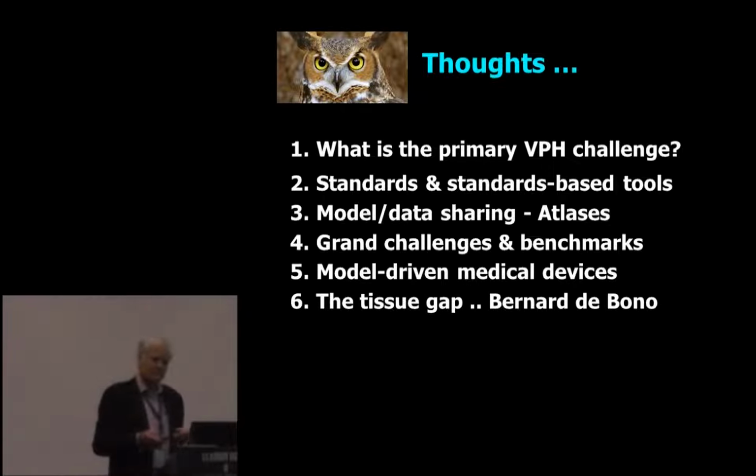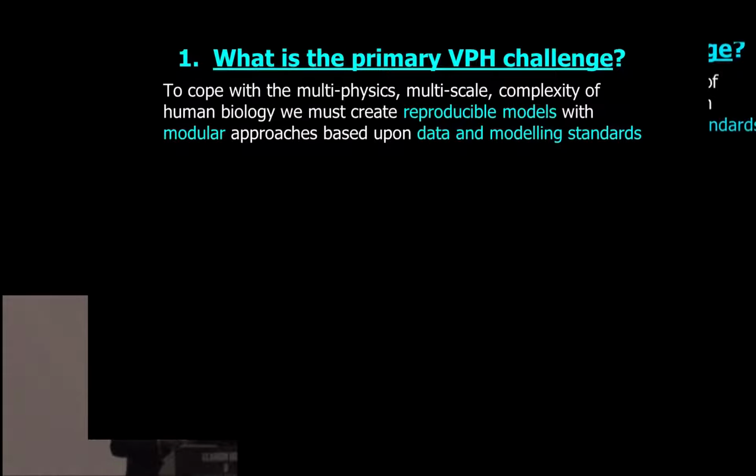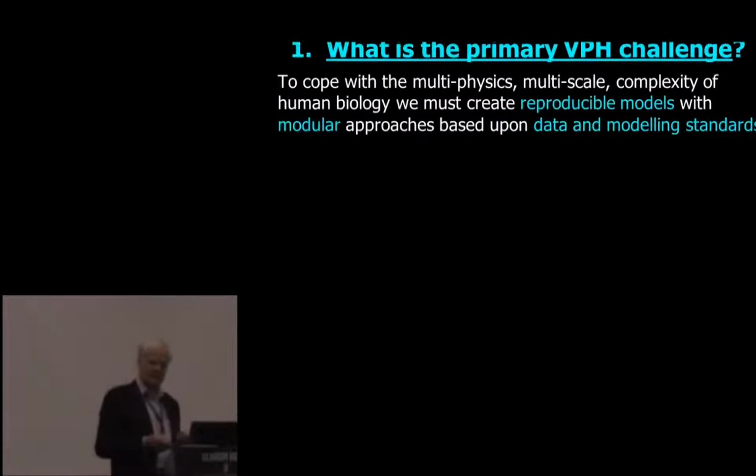So what are the primary VPH challenges? I think we have to cope with the multi-physics, multi-scale complexity of human biology. We have to really focus on reproducible models. I mean, science is all about reproducibility. So if you can't demonstrate the reproducibility of your results to a reviewer, then it's not really science, essentially.